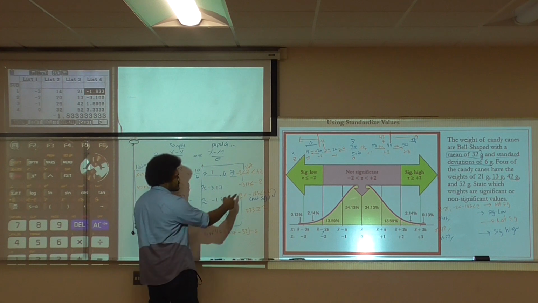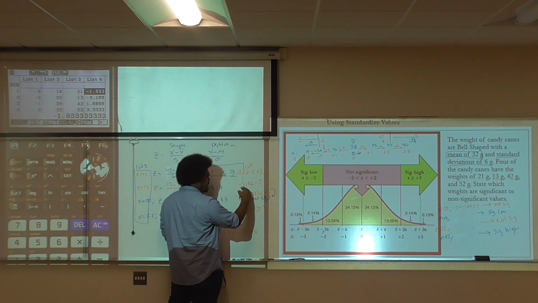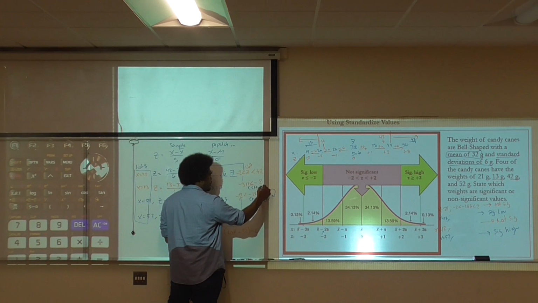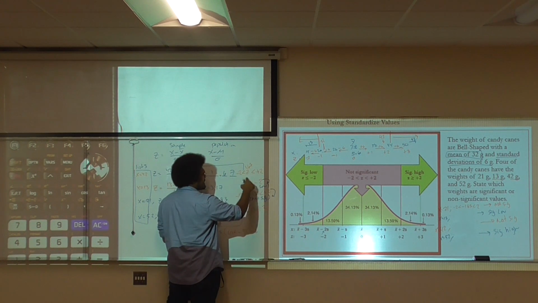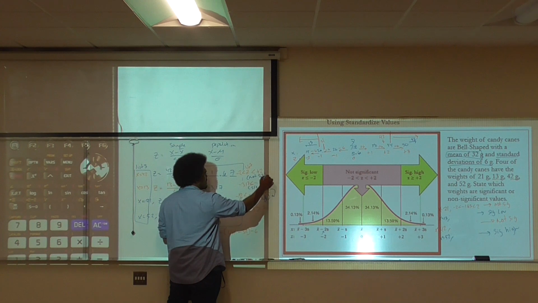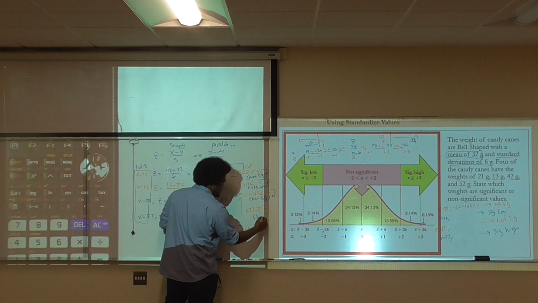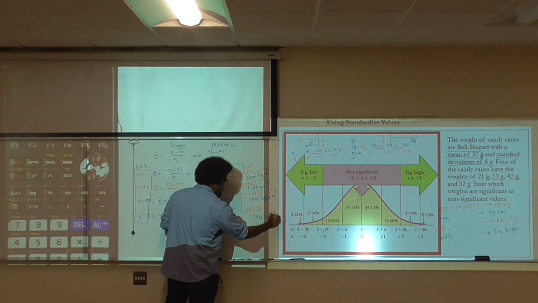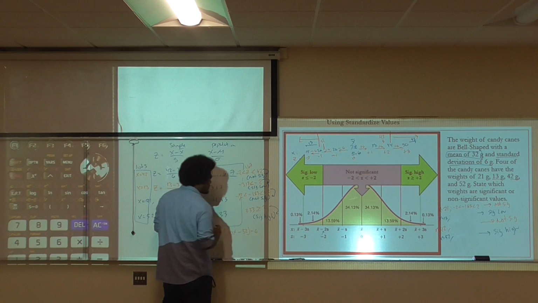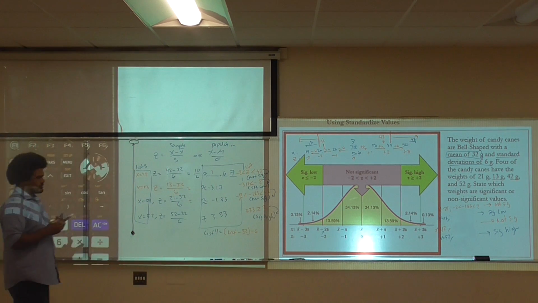We're clearly seeing that this one here is significant because it's definitely beyond 2 standard deviations away from the mean. So this one here is significant. Below, over here, not significant because it's in between. We're going to see this one as being significantly high. So we're ending with the same thing.